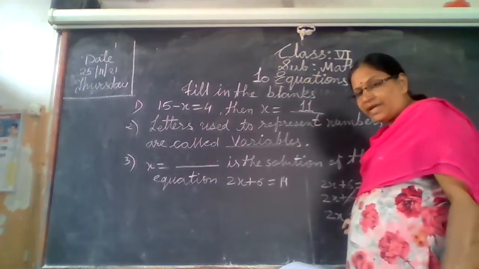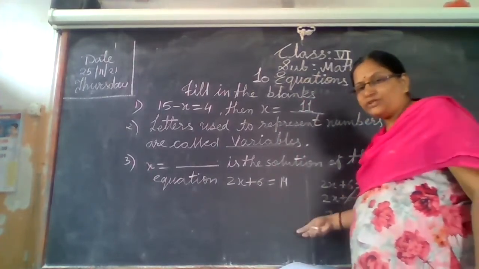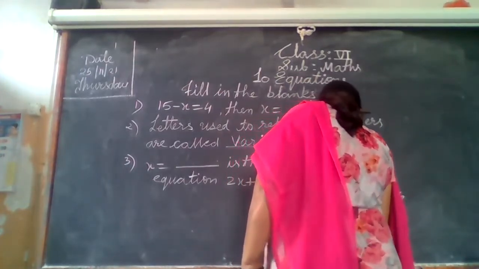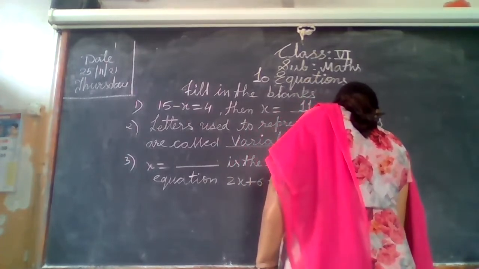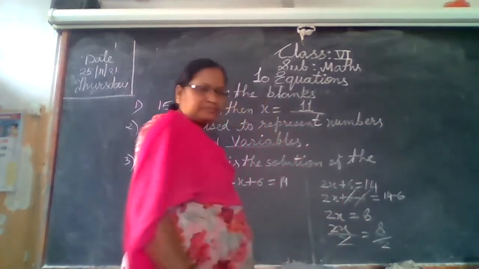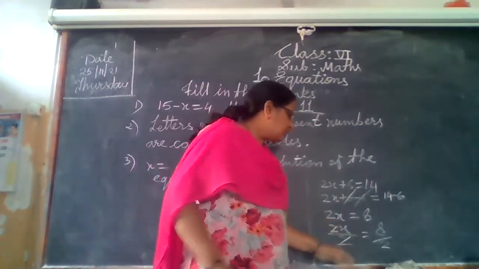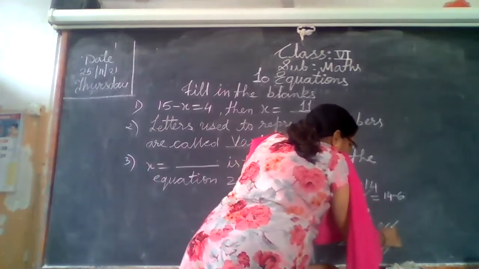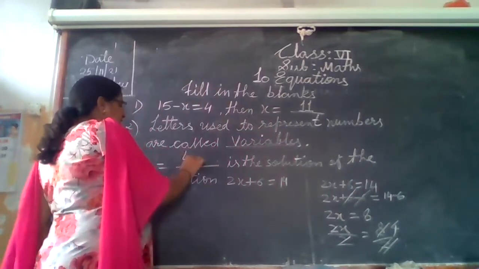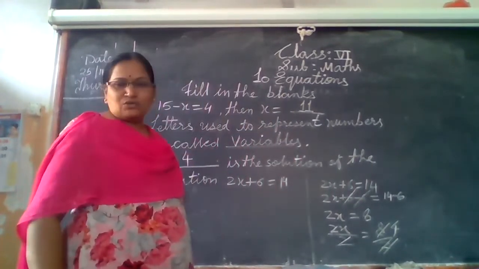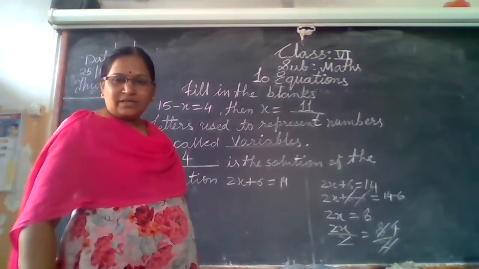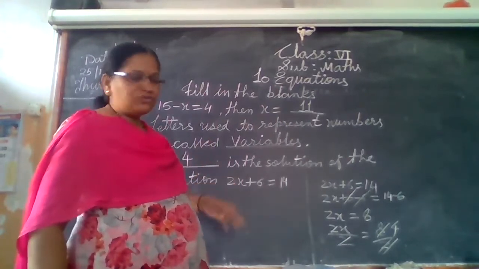Now remove this multiplied by x from this. So take the opposite of this multiplication. So here we will divide: 2x upon 2 equals to 8 upon 2. So 2 gets cancelled. X equals to, 2 fours are 8, so x equals to 4. So what is the answer? X equals to 4 is the solution of the equation. Got it, beta? So I am giving you some fill-ups to solve.